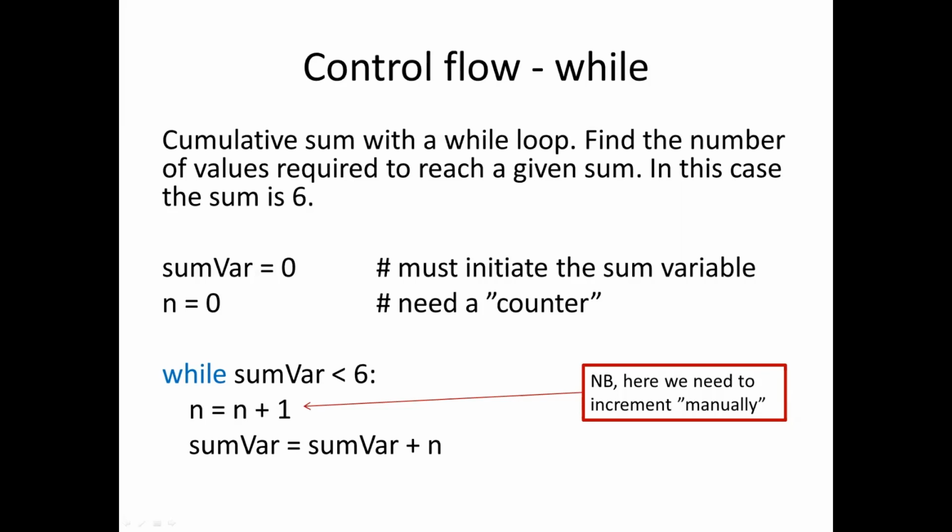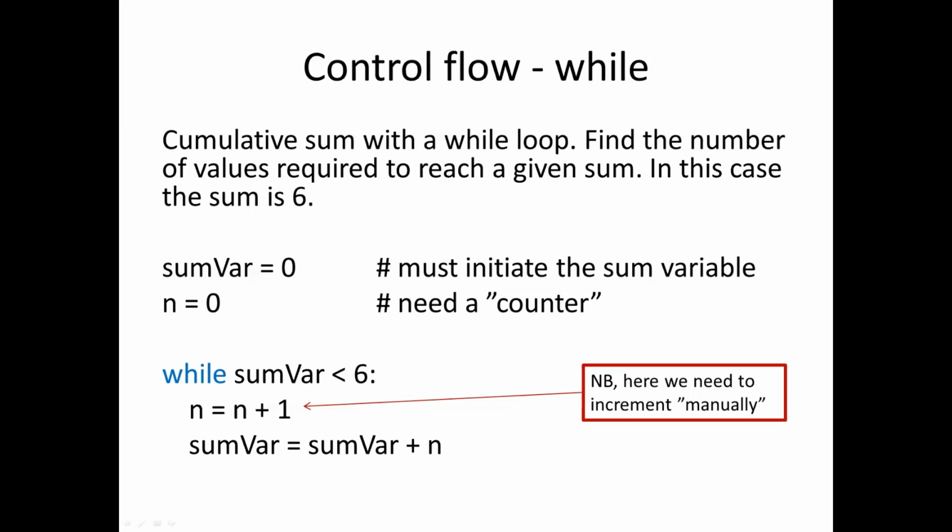Then we have the while loop. While SumVar is less than 6, which is the condition, then inside the loop, we increment n with 1 in a similar fashion as we do with the variable SumVar. So the new value of n is the old value of n plus 1, which means we will increment with 1 each time and we will get the series 1, 2, 3, etc.